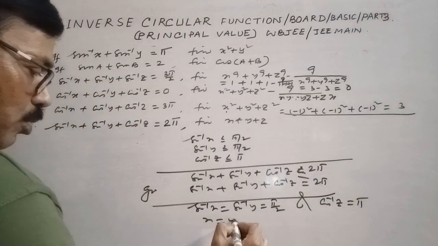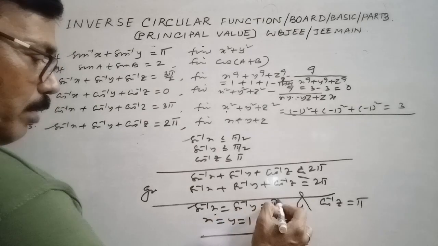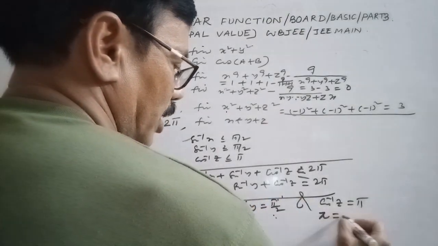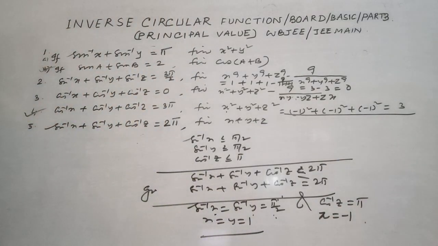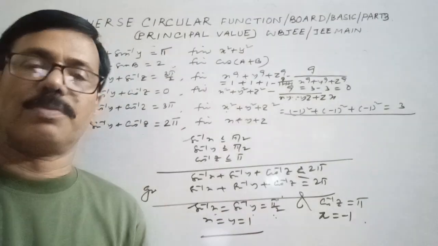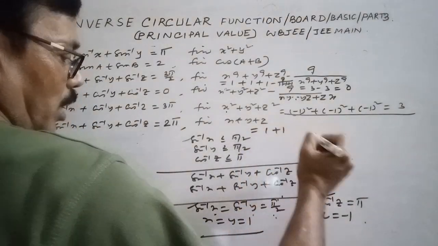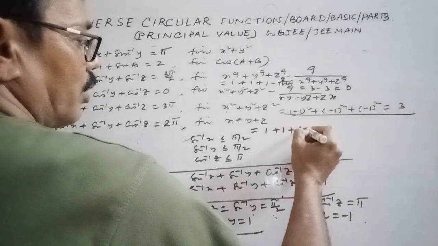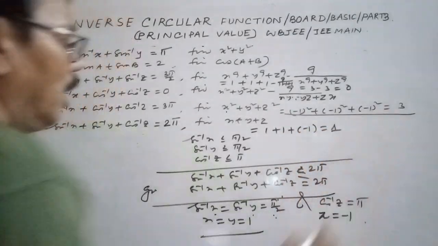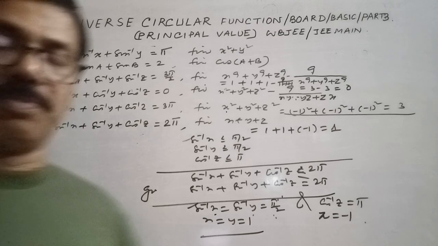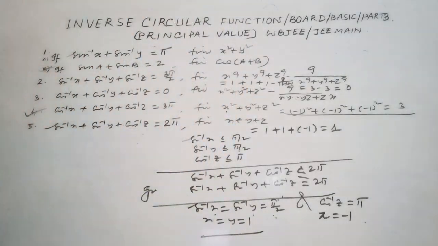So x equals y equals sin pi by 2, which is 1. And what is z? z is minus 1. So what is the final value? Find x plus y plus z: 1 plus 1, and z is minus 1. Finally it is 1. So this is a most important problem using the maximum value.